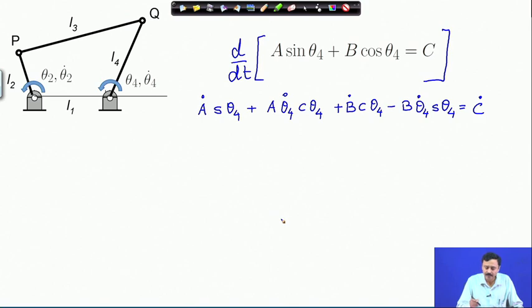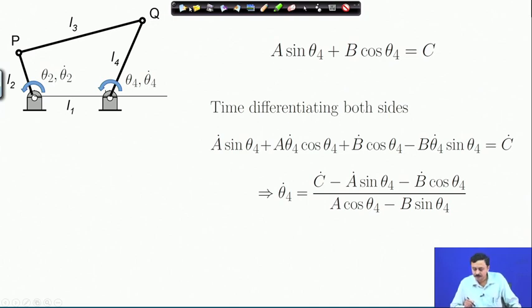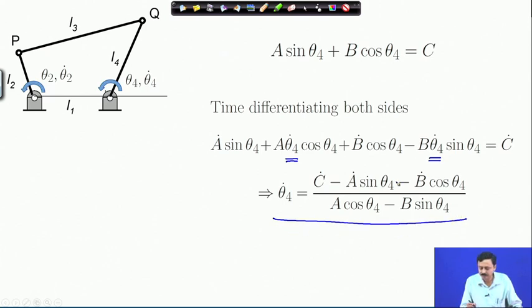Now, we know the expressions of A, B and C in terms of theta 2. So, let me show you. Here what I have done extra is I have collected terms of theta 4 dot and I have expressed theta 4 dot in terms of the other quantities. So, I have extracted theta 4 dot out. This is a very easy step. Now, I need to look at what are the expressions of A, B and C and take their time derivatives. So, this I will do next.